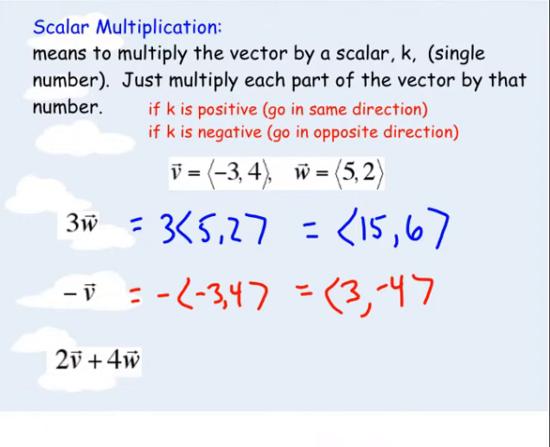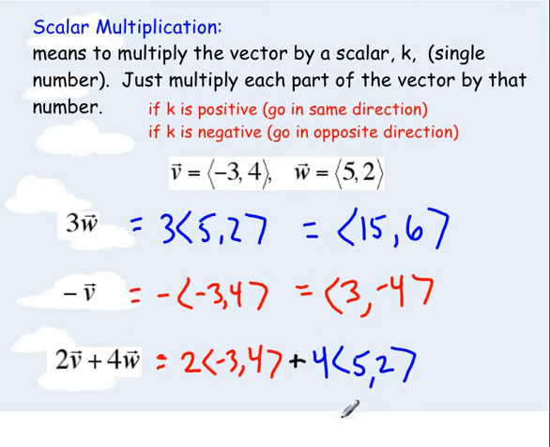And then if you have a problem like this, we're going to do 2 times vector v, and then we're going to add 4 times vector w. Okay, guys, it's just distributing and then combining the x's and combining the y's. I don't know why, but every year when I give this as a test question, people mess it up. So I'm not entirely sure why.